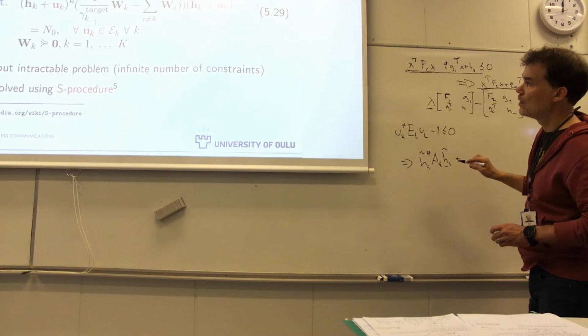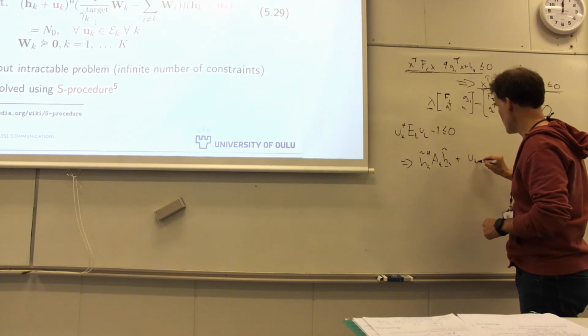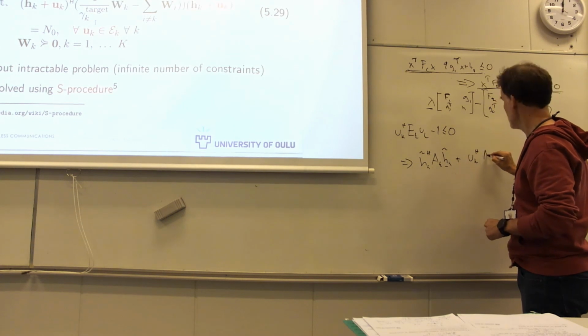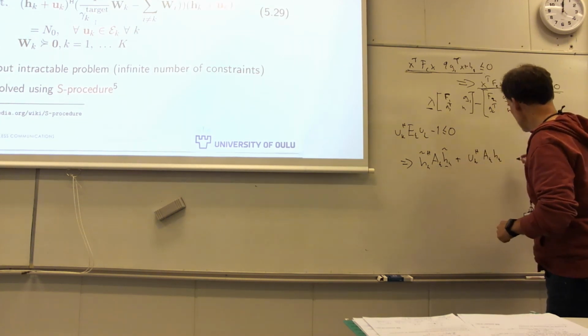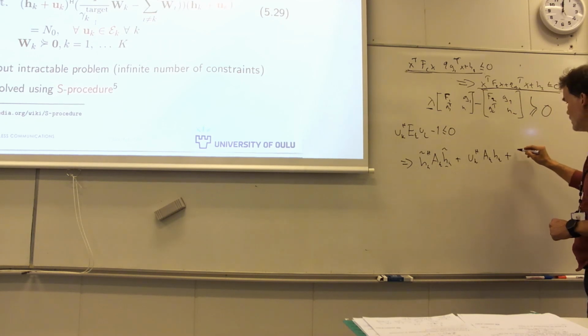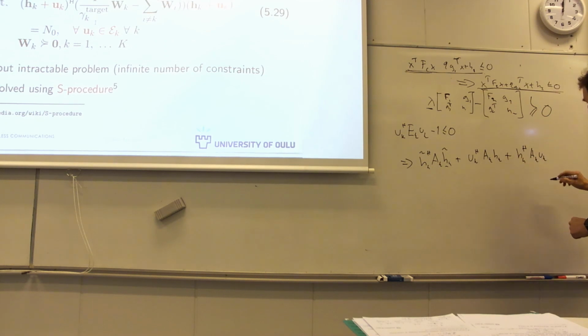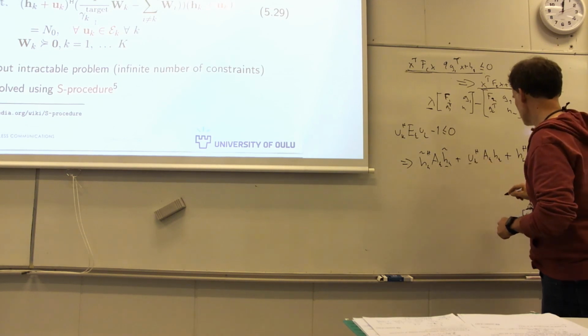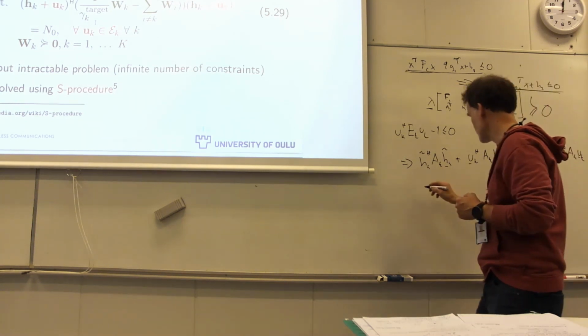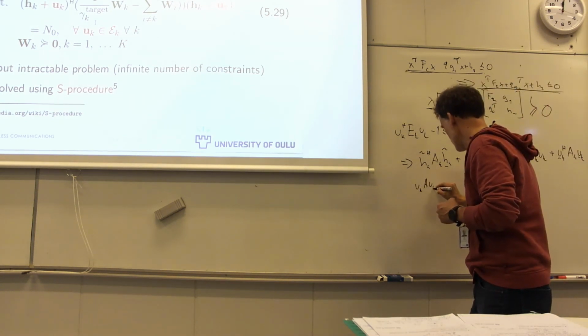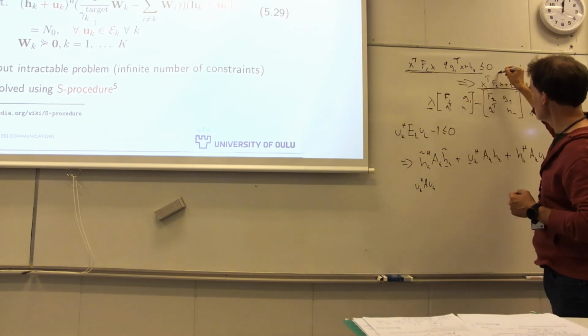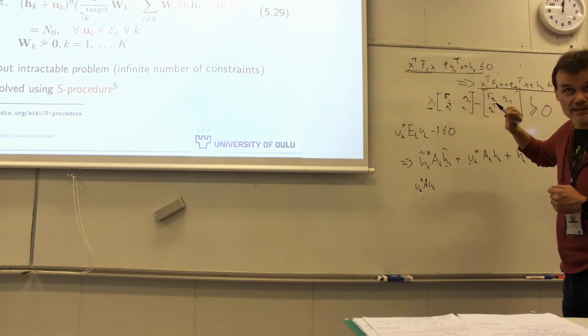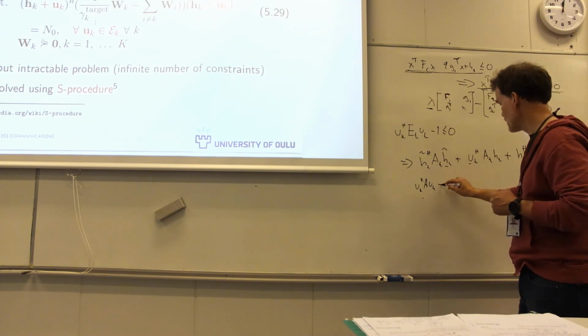we have UK Hermitian AK HK, plus HK Hermitian AK UK, plus UK Hermitian AK UK. Okay. So now we can rewrite. Let's say this is UK. This corresponds to the first term, like UK equals X. Okay. Then we have the second term.